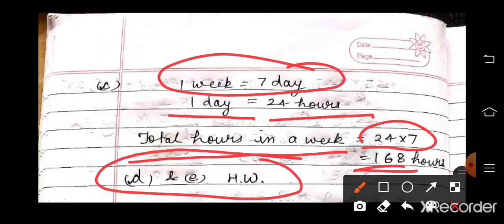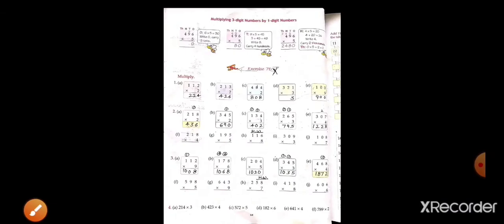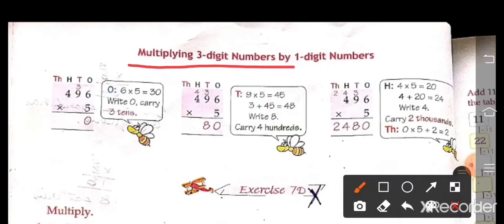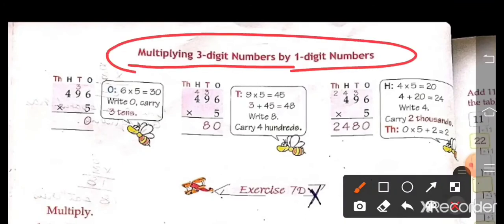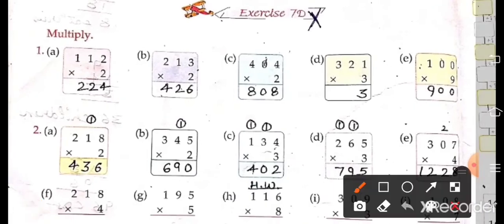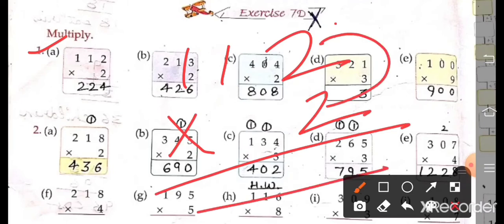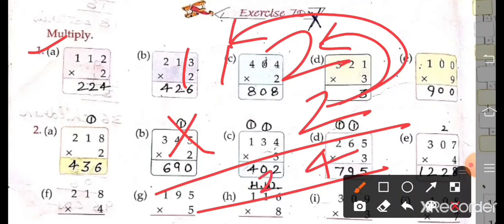Okay, now the next exercise, 7D, multiplying 3-digit numbers by 1-digit number. Okay, question number 1, A part. 112 multiply 2. So first 2 multiply 2, 2 2s are 4. Then 2 multiply 1, 2 1s are 2 and 2 1s are 2. 224 is the answer.